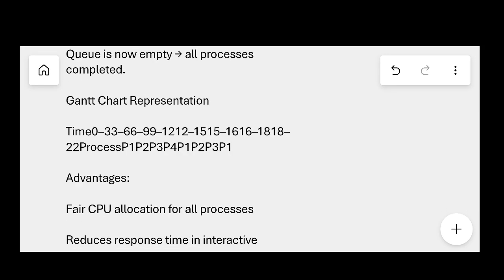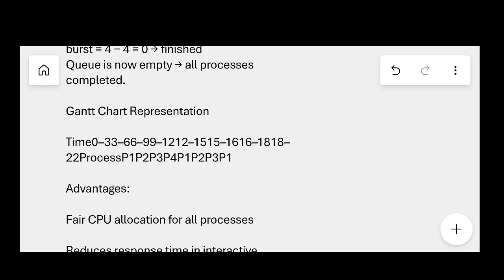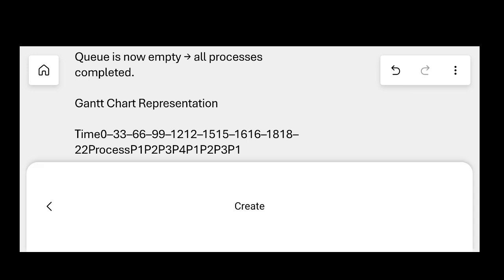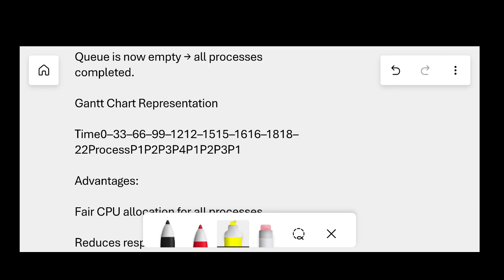Now, if you draw the timeline, it looks like this: P1, P2, P3, P4, then P1, P2, P3, and again P1. You can see that each process gets the CPU time repeatedly until it finishes. This is the essence of round robin scheduling.